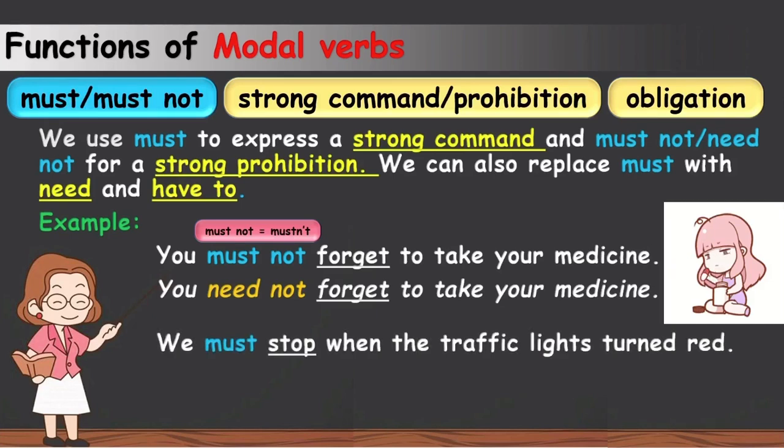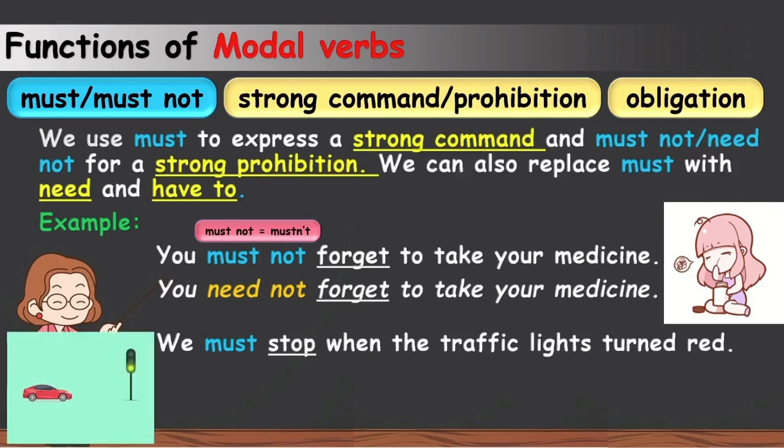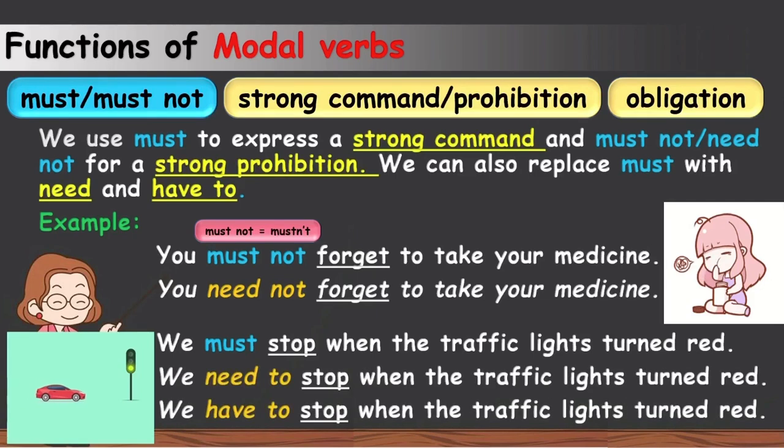We must stop when the traffic lights turned red. Modal verb must is expressing a strong command to do the action. We can also use we need to stop when the traffic lights turned red, or we have to stop when the traffic lights turned red.